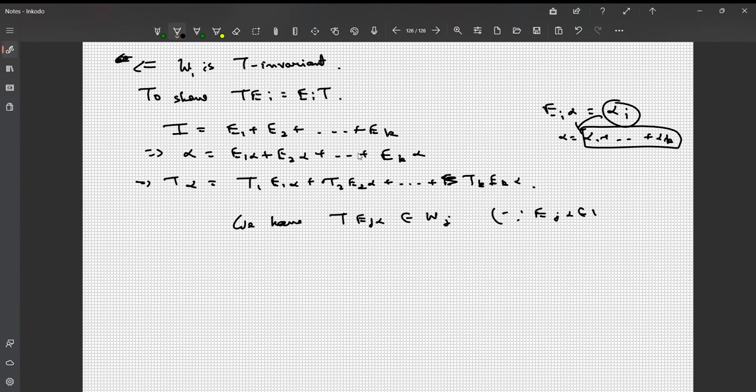Because Wj is T invariant and Ej alpha is inside Wj. Wj is the range of Ej, right? By definition. And Wj is T invariant as we said. Okay. So what do we have from here?